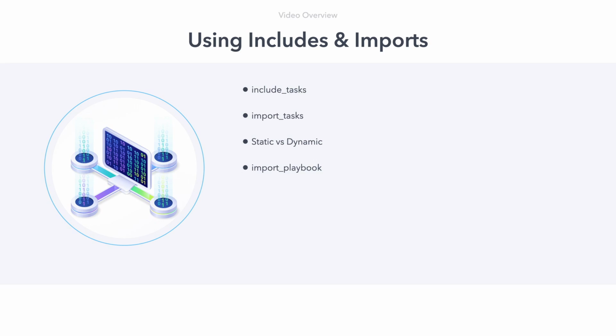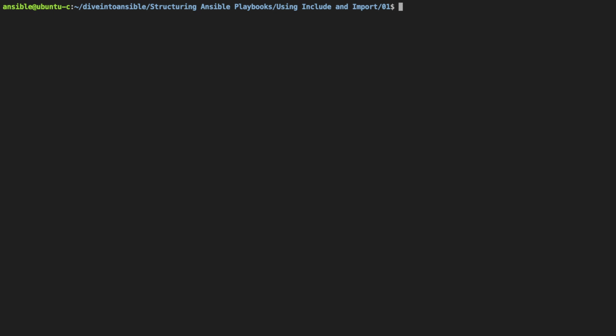In this video, we're going to take a look at the various ways in which we can use includes and imports. We're going to look at include tasks, import tasks. We'll see the difference between static and dynamic, and we'll also look at import playbook. Please join me in revision 1 of the following directory.